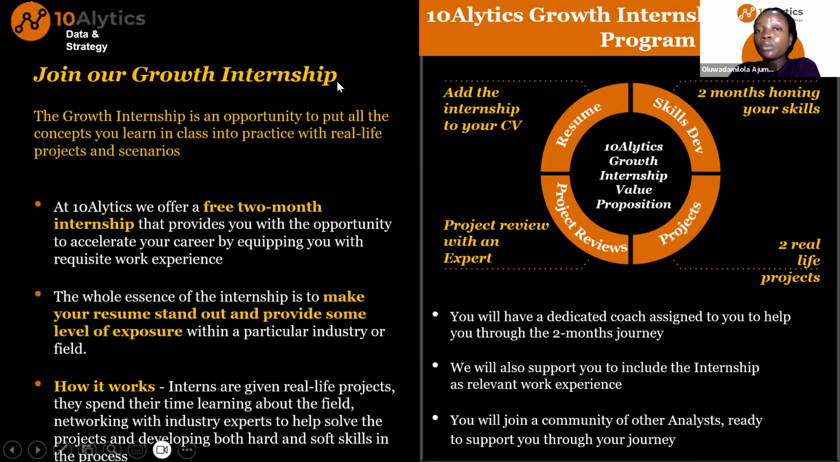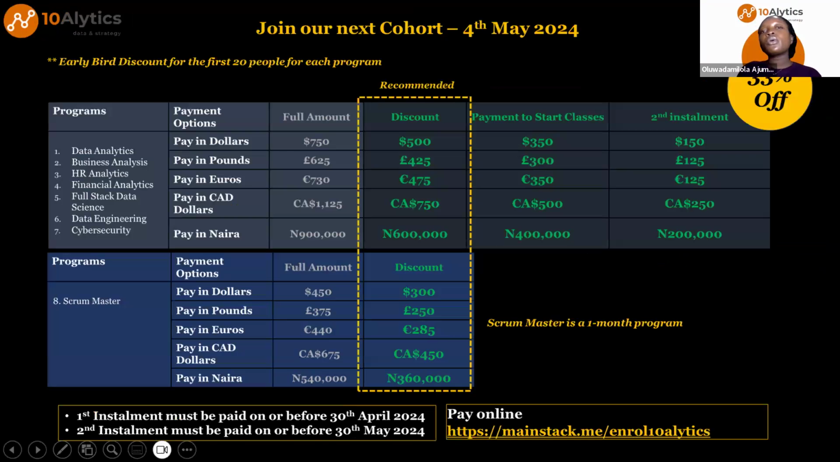We would also support you to include the internship as relevant work experience. And then you also get to join our community of business analysts that are ready to support you through your career journey. So join our next cohort starting 4th of May 2024.